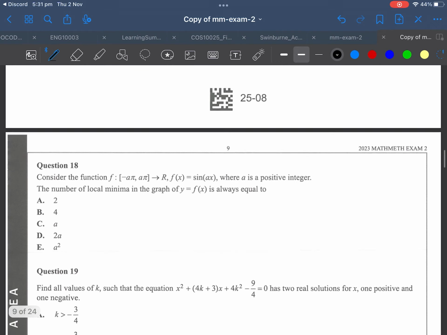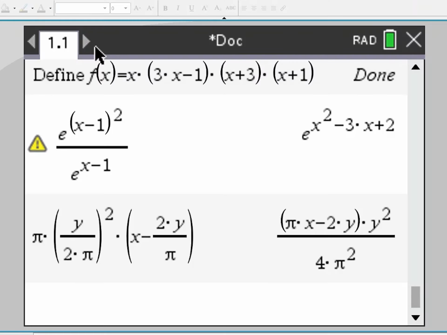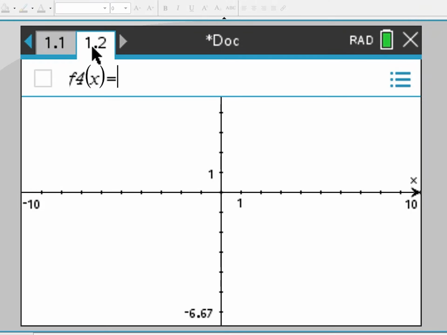Alright, moving on. Consider the function this. Okay, so they have given us a domain and a sine graph where a is a positive integer. The number of local minima in the graph of y equals f of x is always equal to... Okay, so there has to be some sort of pattern to this. So maybe I'll just have a slider. So sine of a times x given in the domain of negative a times pi less than or equal to x, less than or equal to a times pi.